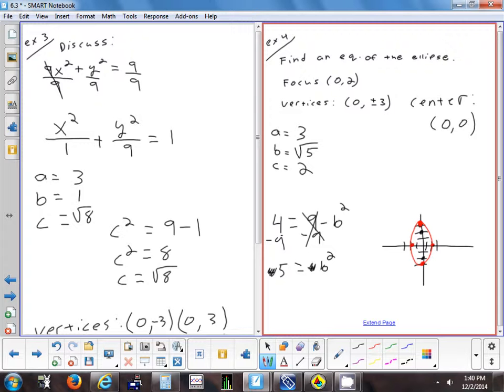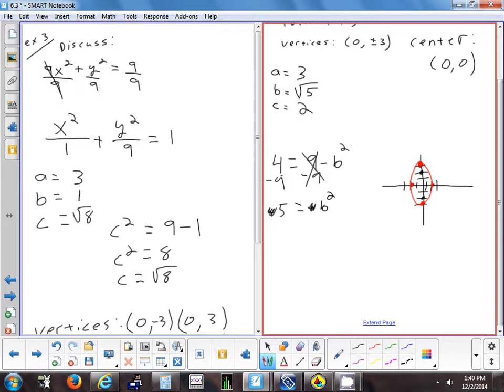Okay, but now they really want the equation. So all your equations are going to look something like this. You just have to decide what a squared and b squared are and where they go. Major axis, vertical or horizontal? It's vertical. Okay? I could tell that before I even sketched it, just with the points. All right, so let's find a squared. If a is 3, what's a squared? 9. If b is the square root of 5, what's b squared?